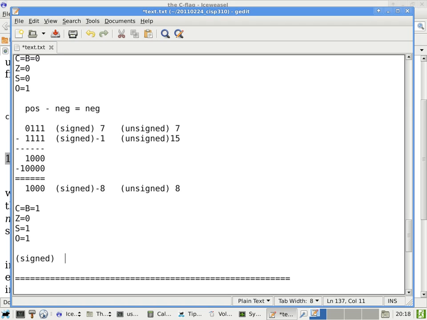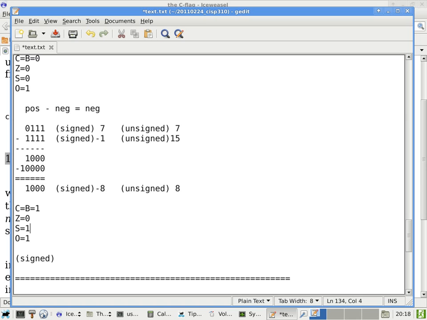Correct. If you look at the borrow, then it makes sense because you're borrowing a 16 already. Yep. 7 minus negative 1 is going to be positive 8. It's going to be positive and the other one is negative. Well, that's why the overflow flag is a 1, because the sign of the result makes no sense.